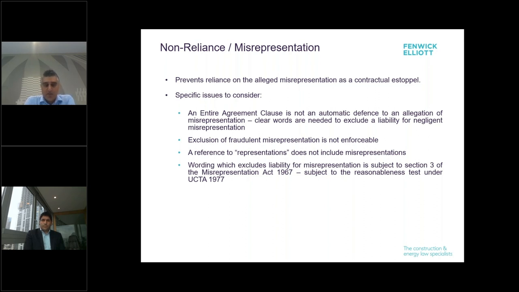And then finally, just quickly on misrepresentation, again, case law has shown that misrepresentation statements of this nature and non-reliance statements can be valid. What they're trying to do at law is exclude liability for misrepresentation. Accordingly, Section 3 of the Misrepresentation Act 1967 applies, which provides that any such wording is subject to the reasonableness test under UCTA 1977. Now, obviously, contracts that are negotiated heavily between parties that have taken legal advice, have similar business experience and equal bargaining power, in those circumstances, it's going to be quite easy to get over this reasonableness test hurdle.